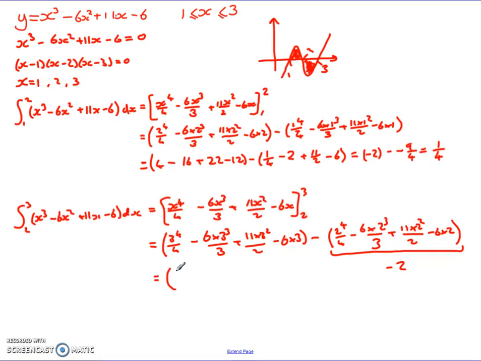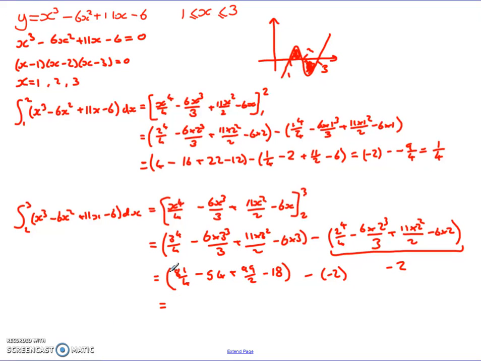So 3 to the power of 4 over 4, that's 81 over 4. Take away 6 times 3 cubed over 3. Well, that's the equivalent of 6 times 3 squared. 3 squared is 9. 6 nines are 54. Plus 11 times 3 squared. 11 times 9 is 99 over 2. Take away 6 threes, which is 18. And that's then minus the negative 2 from this second part here.